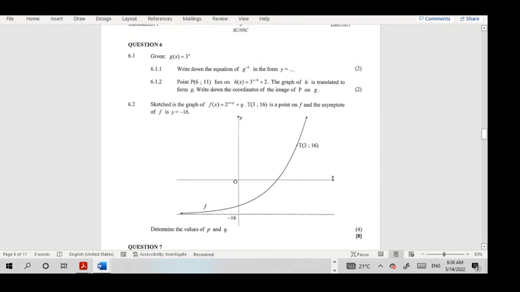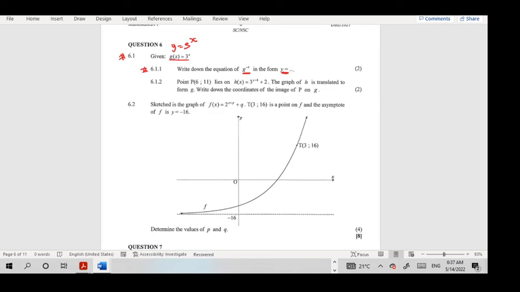Okay, so 6.1, we are given g of x equals 3 to the power of x, and in 6.1.1 we are asked to find the equation of the inverse of g, which is g to the power of -1, in this format. So we have g of x equals 3 to the power of x, which is basically y equals 3 to the power of x.